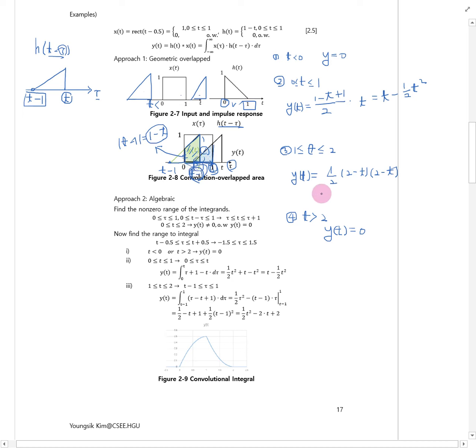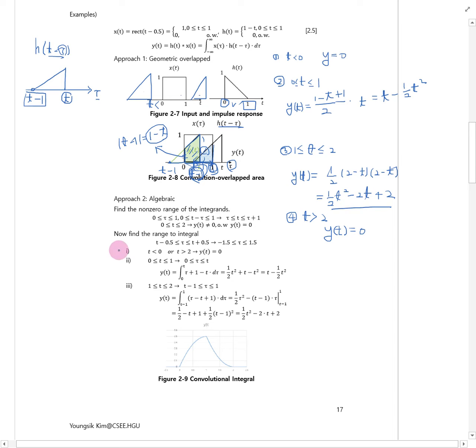So it will give t square divided by 2, 1.5 t square. And minus 4t becomes minus 2t. And 4 divided by 2 will give 2. So this is the output y(t) in this period, this result. So we got all these things.